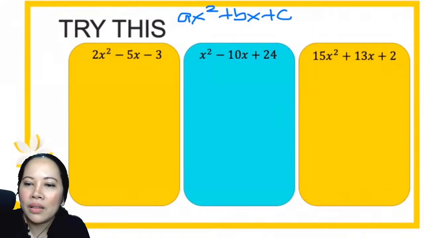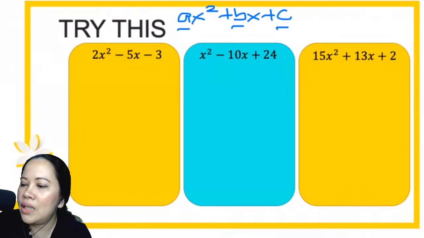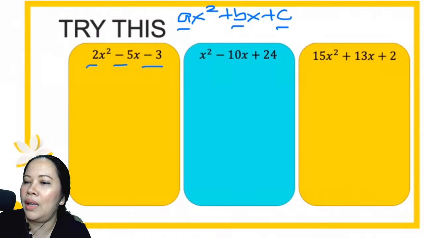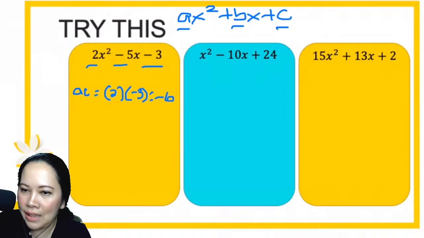Okay, all right, so AC method. First, you identify your A, your B, and your C. So this is your A, this is your B, and this is your C. Okay, so the first step is you multiply A and C. So A here is 2, C is negative 3. Okay, so 2 times negative 3 is negative 6.